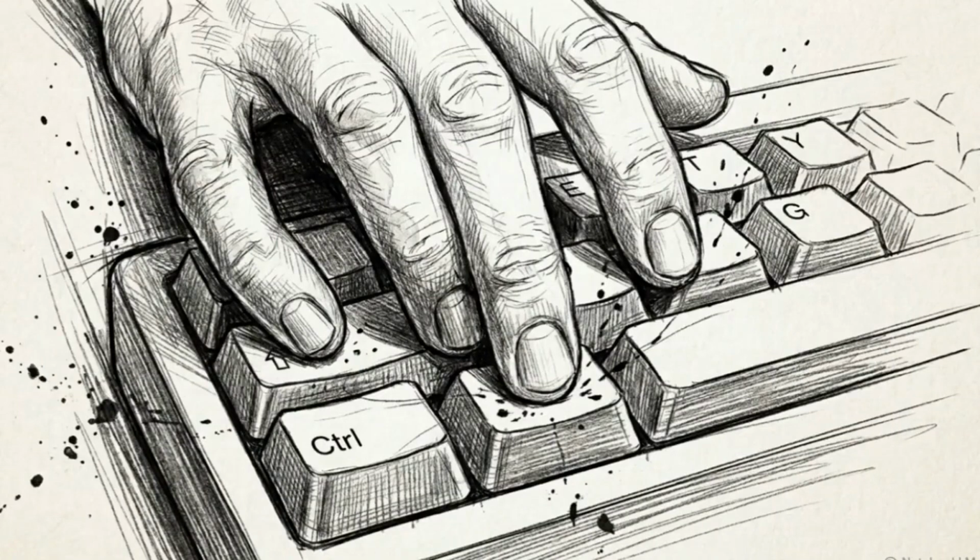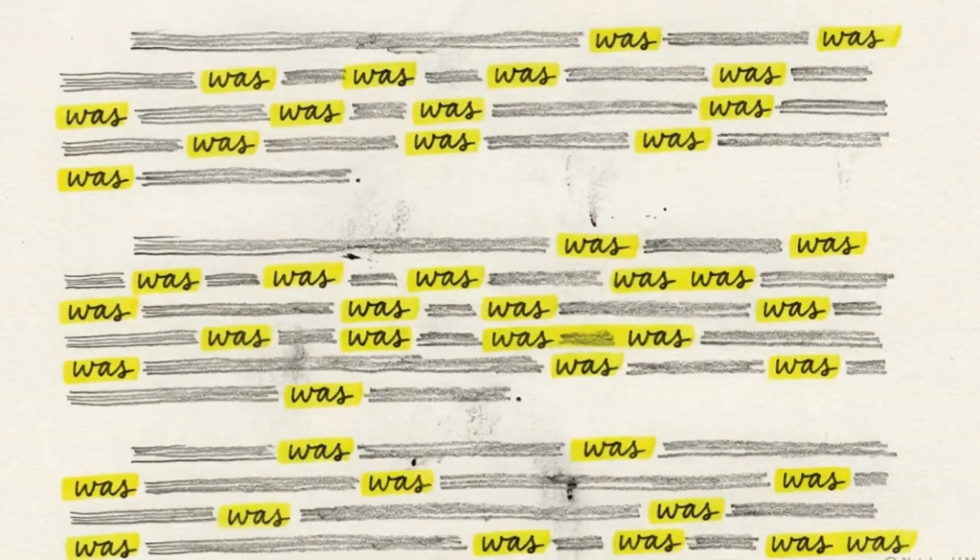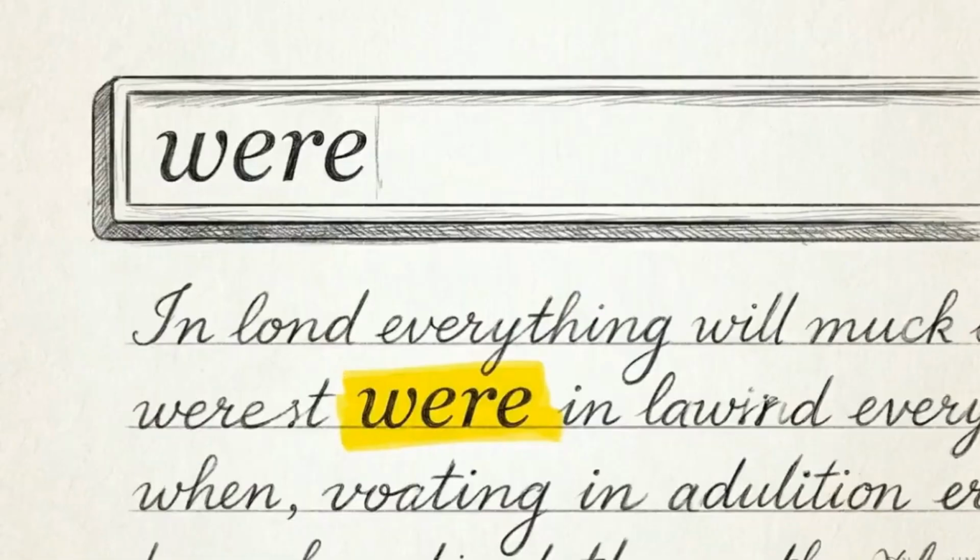Step 1. Hit Ctrl+F on your keyboard or Command+F on a Mac and type in the word "was." Look at the text on your screen. Every single one of those yellow highlights marks a location where your writing may have lost its momentum. You can do the exact same search for the word "were."